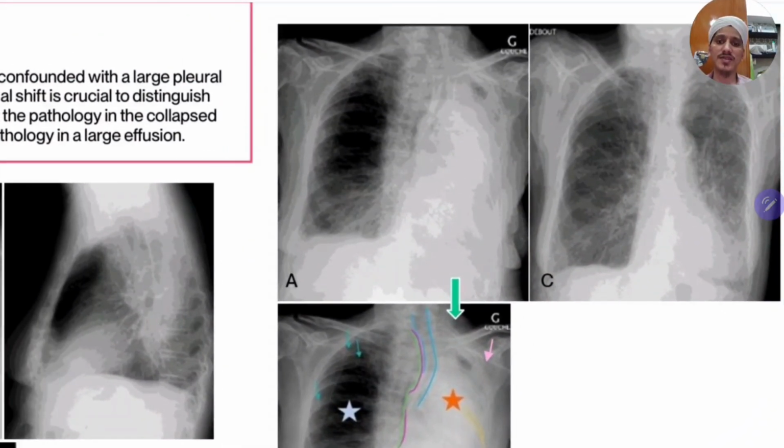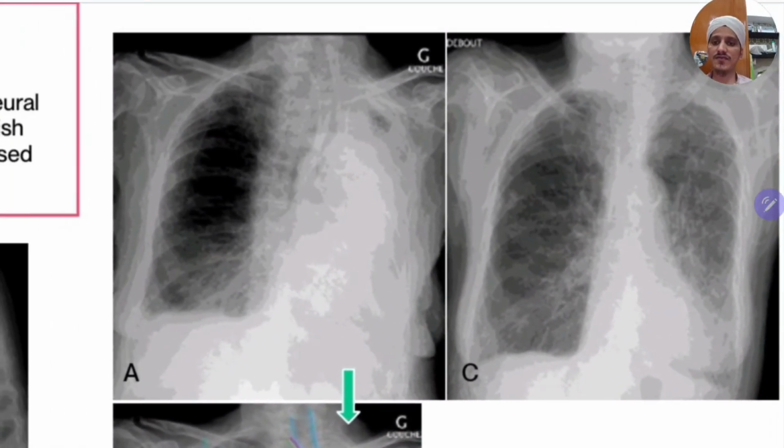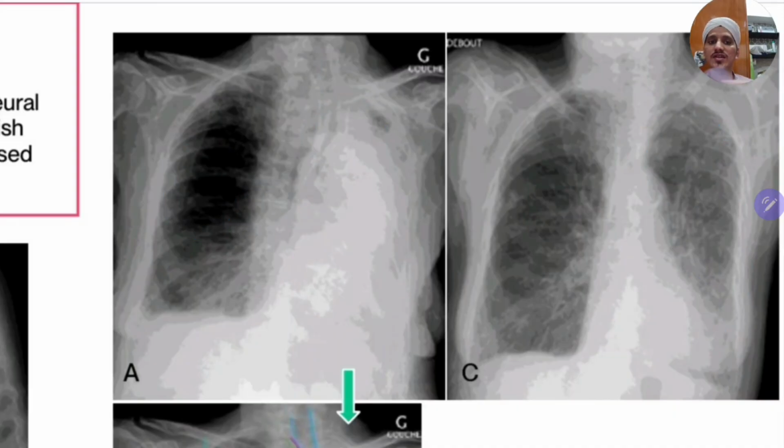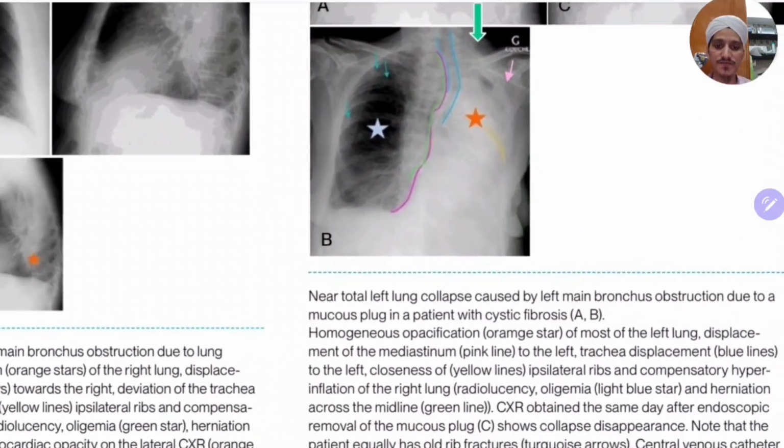Similarly, this is left lung collapse. Same things. Whole of the lung is collapsed. And this is after treatment. See, this is after treatment. Whole lung is collapsed. There is mediastinal tracheal shift also there. There is compensatory hyperinflation of the opposite lung. So everything points towards the collapse.